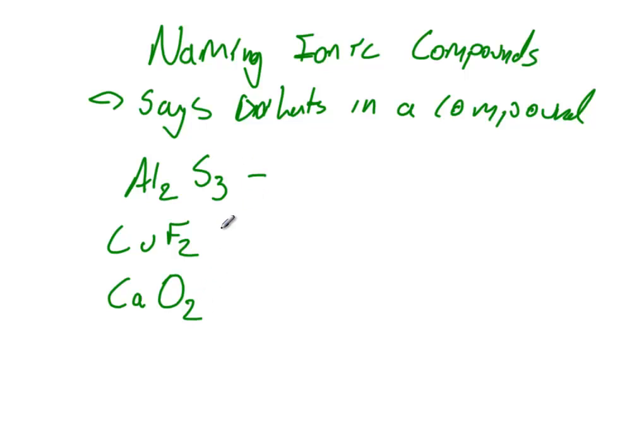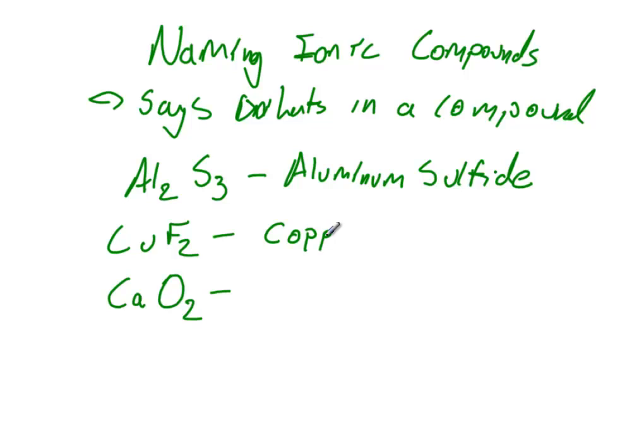Okay, all these are named almost identically the same way. The one exception is this copper. Okay, aluminum is aluminum. Okay, S is sulfur, but when it's in a compound, we don't write sulfur, we write sulfide. Okay, copper is still copper, but this was copper 2, so we have to keep that Roman numeral in our name. So that's copper 2 fluoride.